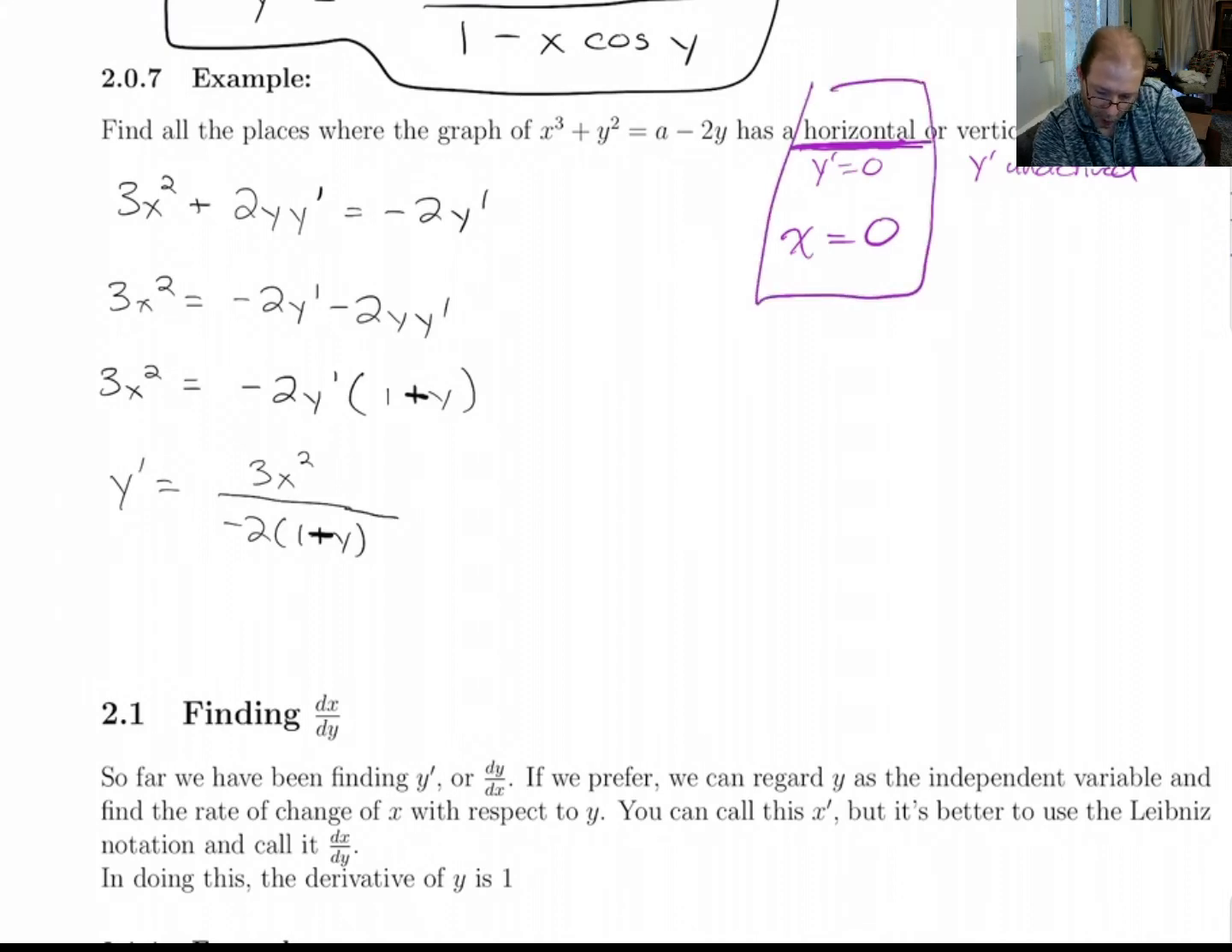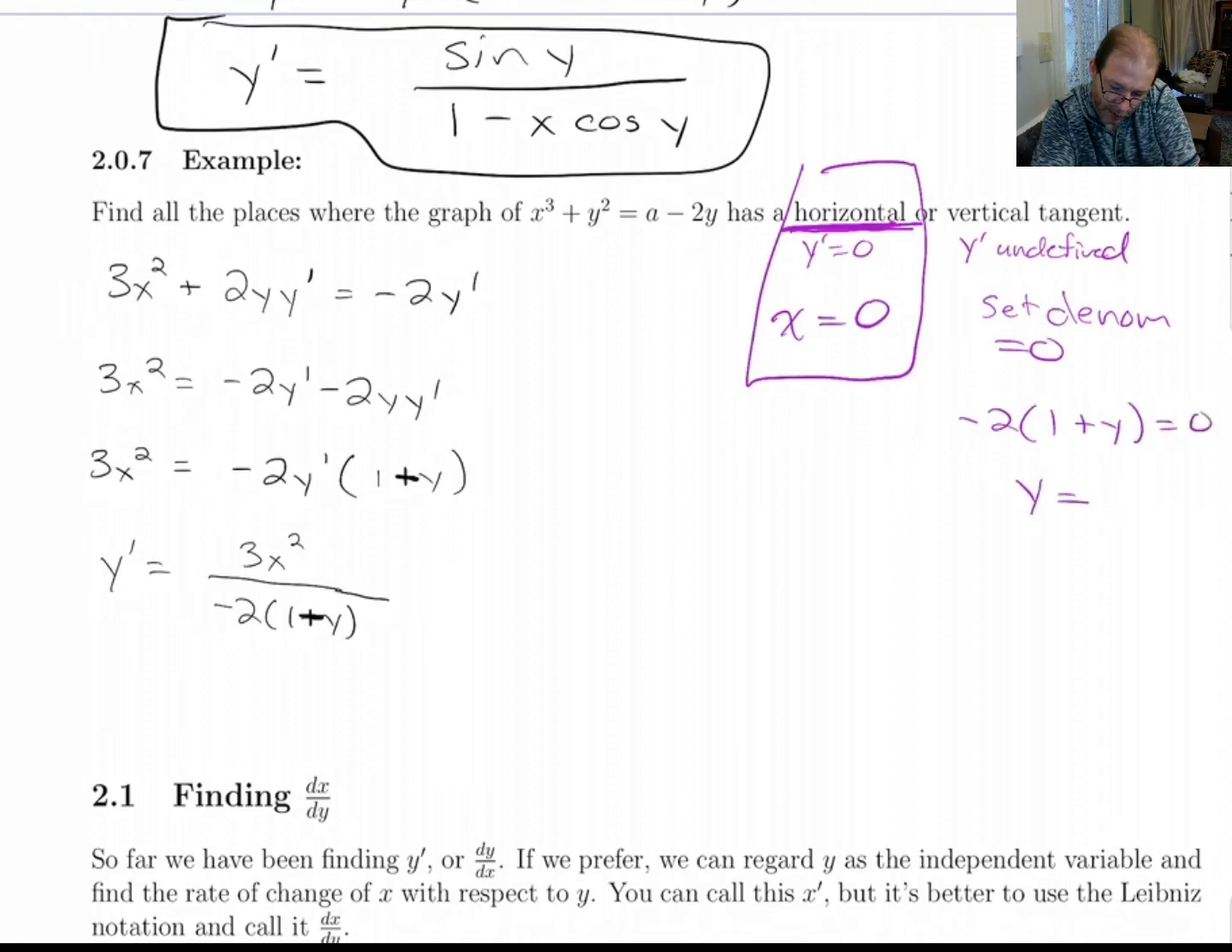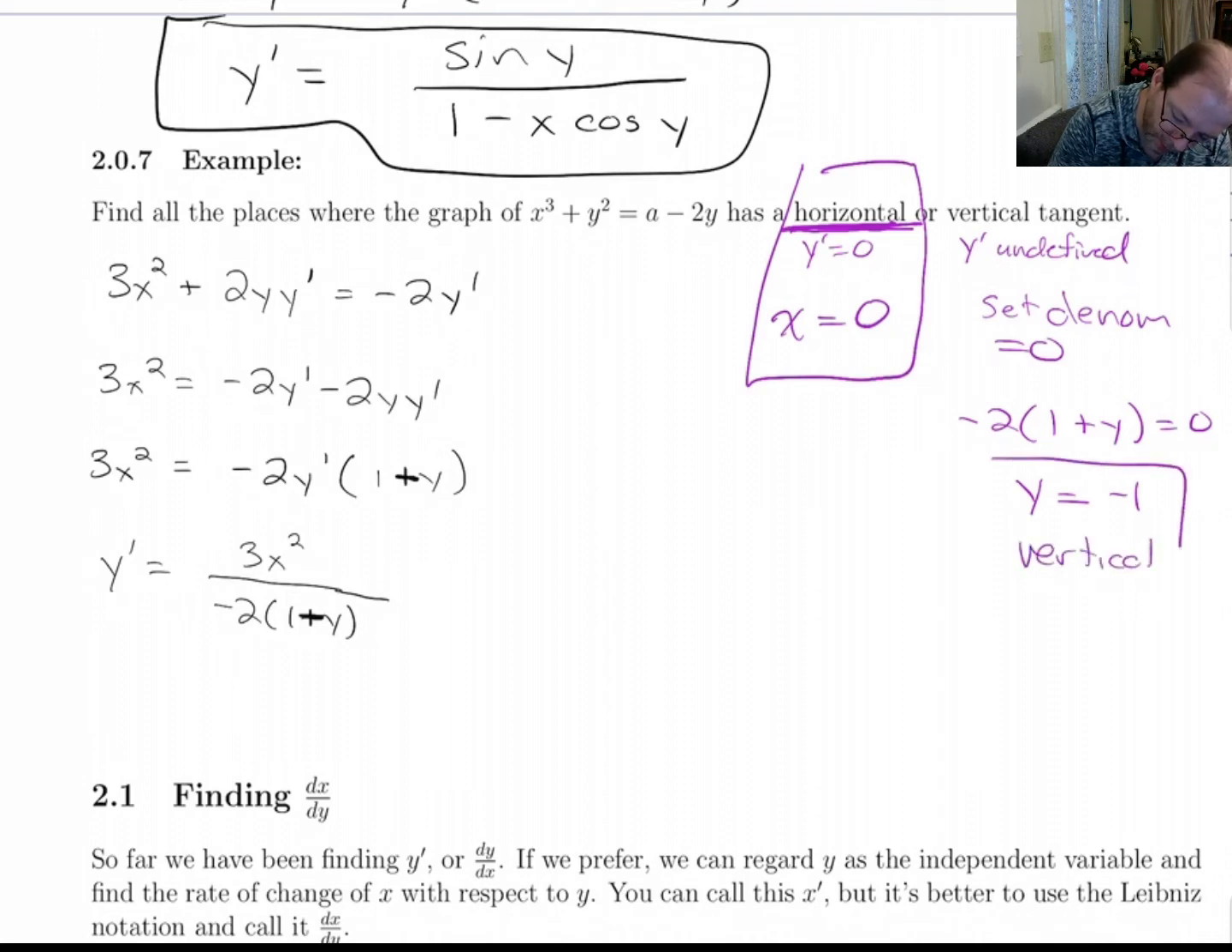It's vertical whenever the denominator is equal to 0, because in order for it to have a vertical tangent, y prime has to be undefined, and that'll happen whenever the denominator is equal to 0. So set the denominator equal to 0. When you do that, you get minus 2 times 1 plus y equals 0. So you wind up getting y equals -1. So vertical when y is -1, horizontal when x is 0.